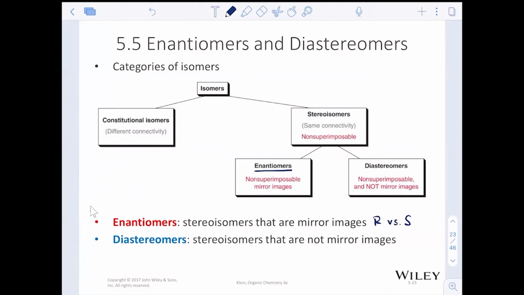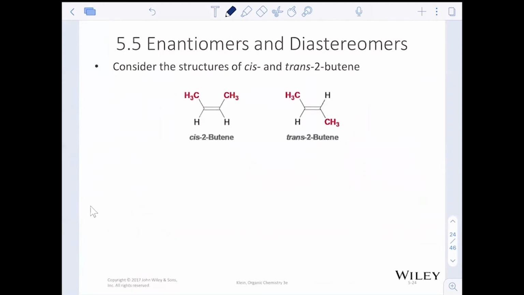A diastereomer, by definition, is going to be a non-superimposable, non-mirror image. That can be R's and S's. We'll get there in a little bit. The one that I want to give you right now is that cis and trans idea. So cis and trans, they're not mirror images, but they're definitely not superimposable, and it's their orientation that's different. So cis and trans stereoisomers are in the diastereomer category. Diastereomers will have completely different physical properties. So that's just something that we're going to really hone in on a little bit.